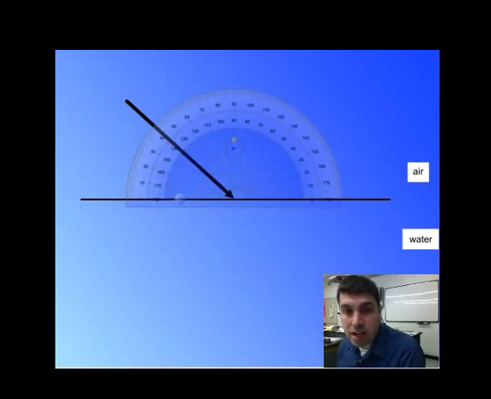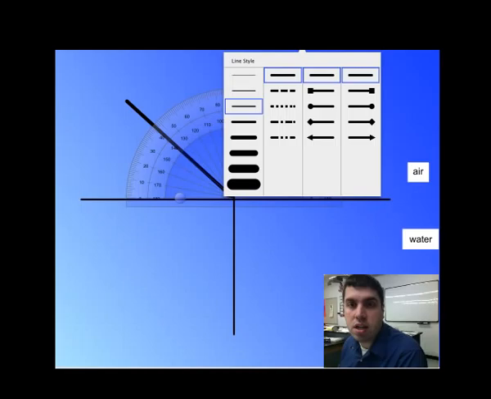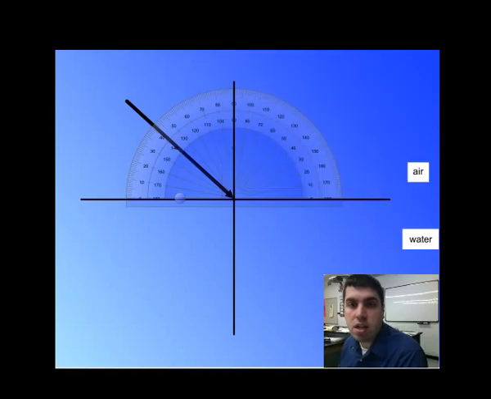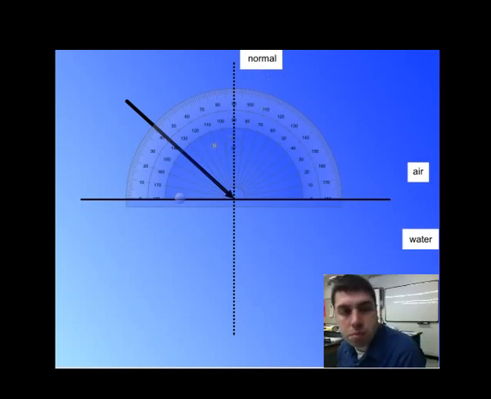Our normal is the perpendicular line right above the surface. So I'm going to take my protractor, place the 0 mark on my boundary, and then we're going to draw in a normal. Okay, I'm going to draw it above and below because we're going to need to use the above part for reflection, the below part for refraction. And by convention, this line will be dashed. Okay, so your dashed line is your normal there.